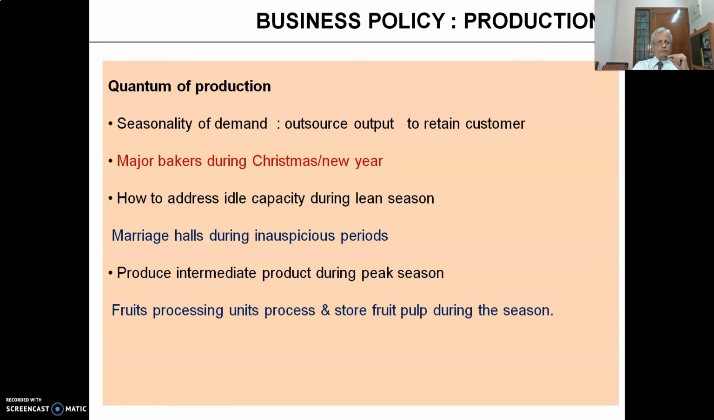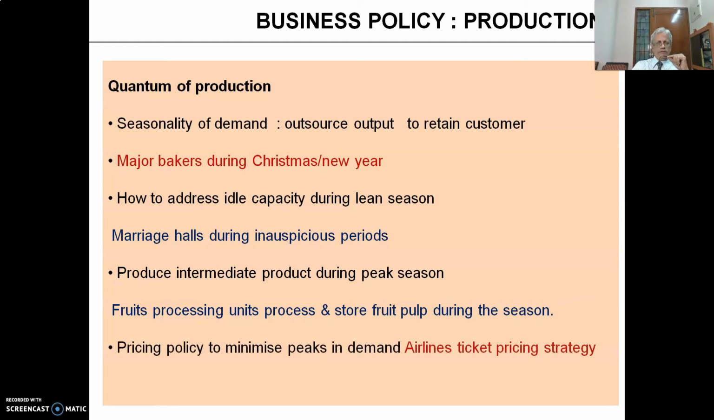Then produce intermediate product during the peak season. Suppose you take any fruit processing plant. What they will normally do during that season is convert the complete fruit into fruit pulp, store it, and consume the fruit pulp over a period of time during that year. That's a very standard way in a fruit processing plant.